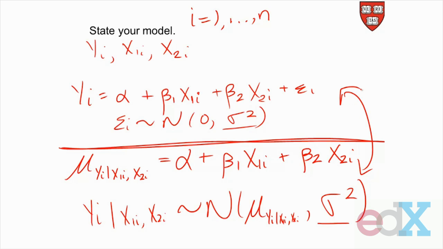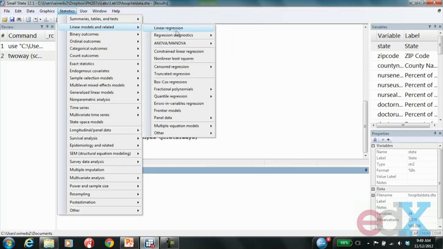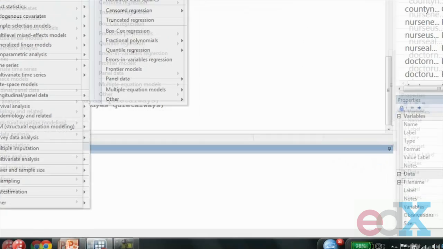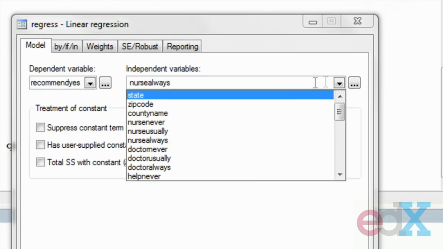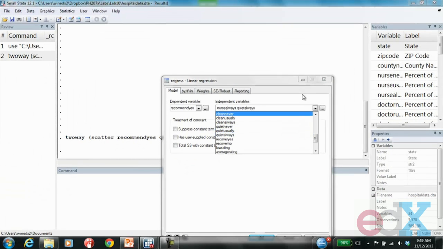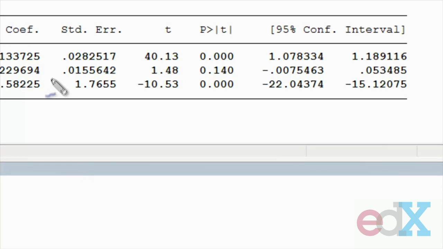Now that we've written down our multiple linear regression model, let's go ahead and fit this model in Stata. Fitting a multiple linear regression model is the same as fitting a simple linear regression model in Stata. We just go statistics, linear models and related, and then click on linear regression. The only difference is now we have more than one independent variable. So for my independent variables, I select nurse always and quiet always and hit submit. Now let's look at the output of our linear regression model. The constant corresponds to alpha. Nurse always is going to be beta 1 and quiet always is beta 2.